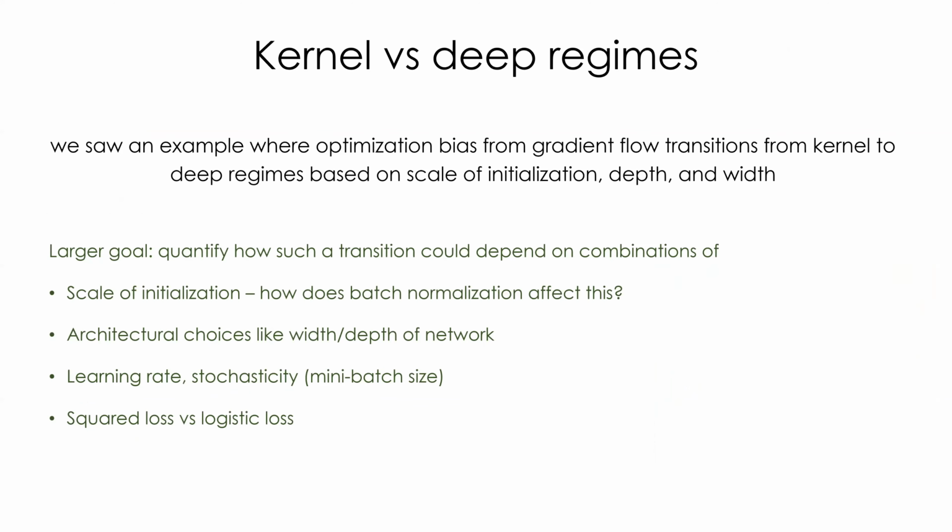for this problem. And to summarize, we did see a specific simple example where the optimization bias, or the implicit bias from gradient flow, transitions from kernel to deep regime based on the scale of initialization. But a larger goal of this line of work is to understand how this transition could depend on a combination of initialization, architectural choices, learning rate, and so on.